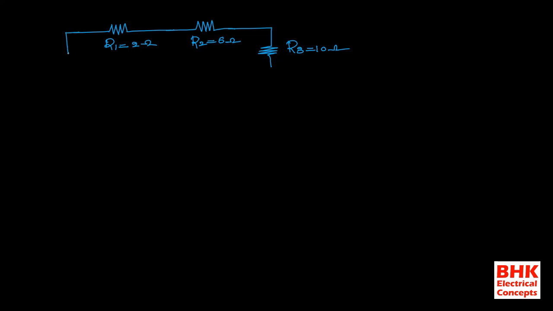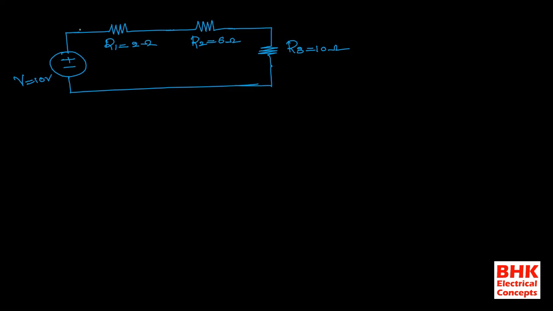So just see here, the given network. The value of R1 is 2 ohms. The value of R2 is 6 ohms. The value of R3 is 10 ohms. Now we are applying some voltage, so V is equal to 10 volts.